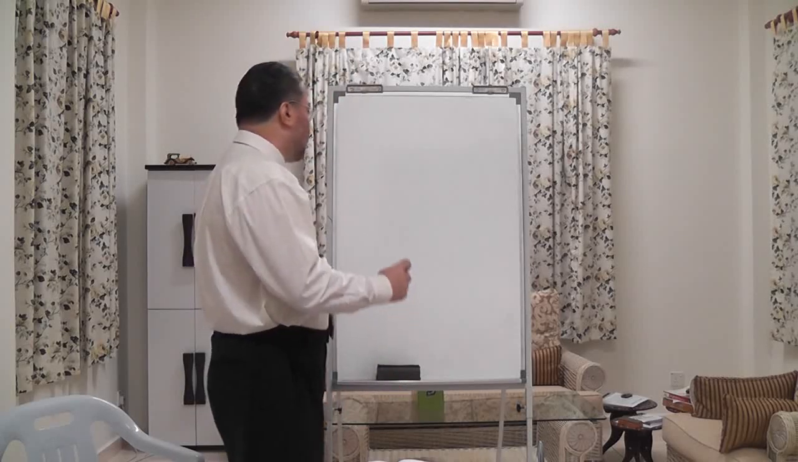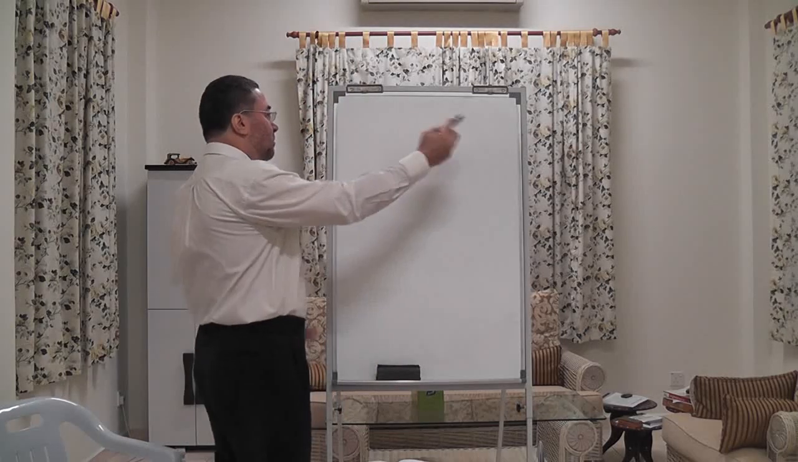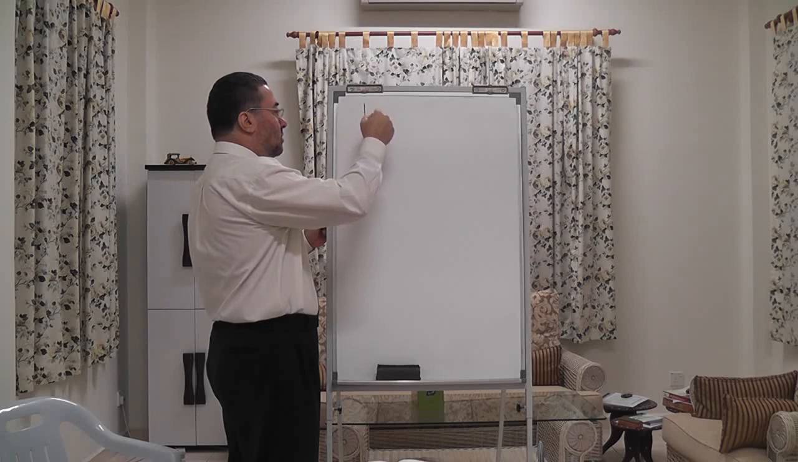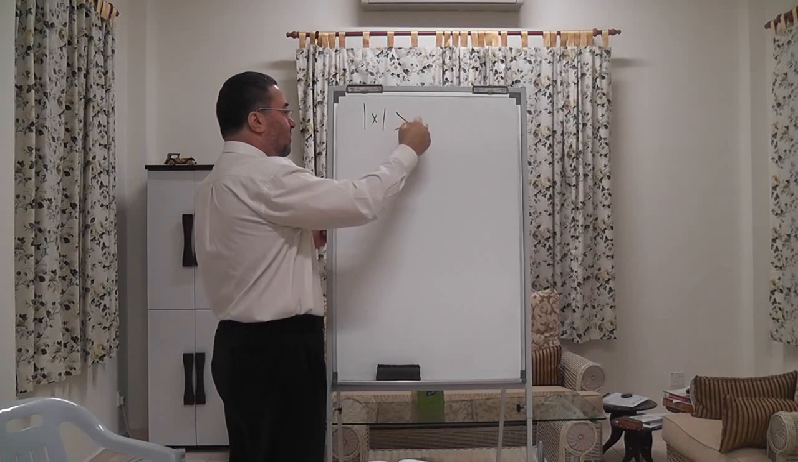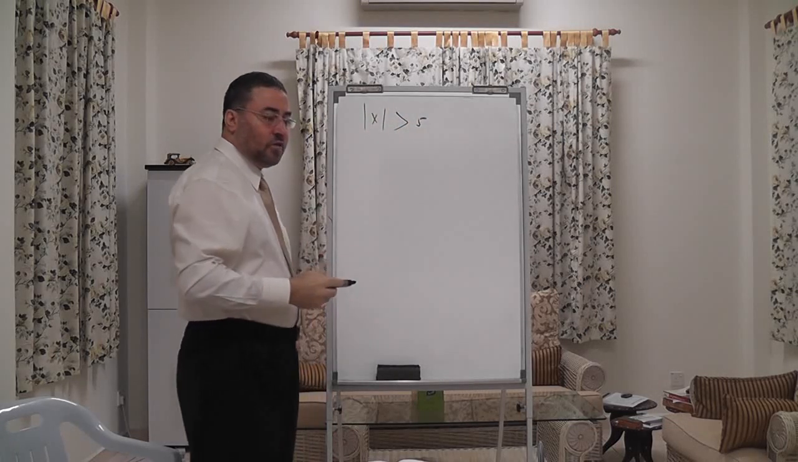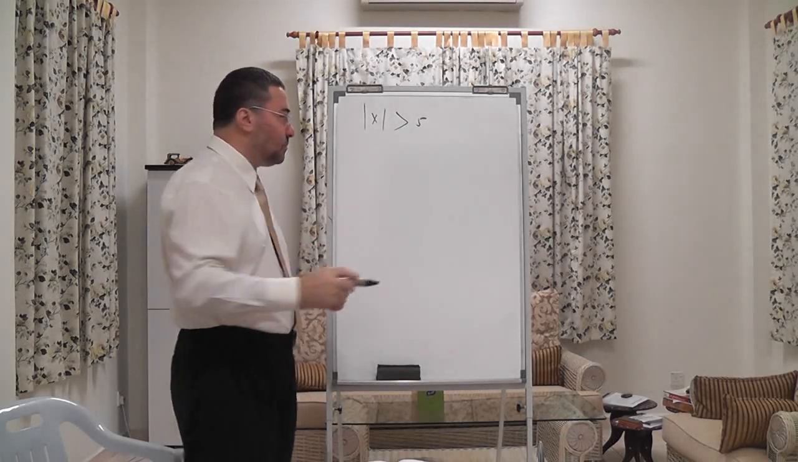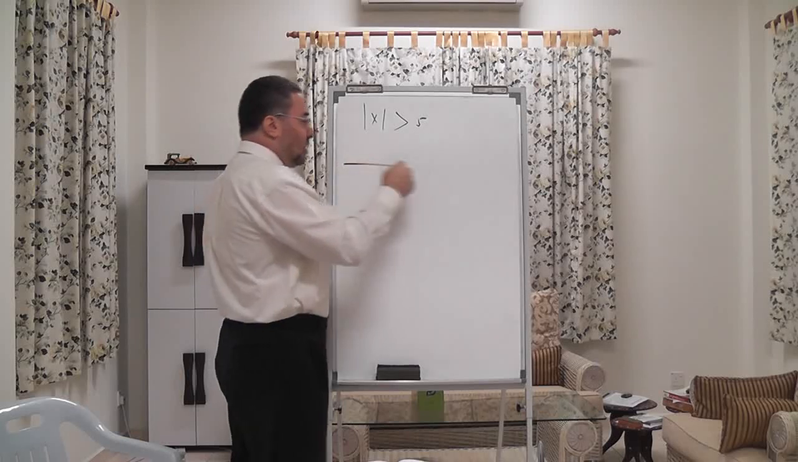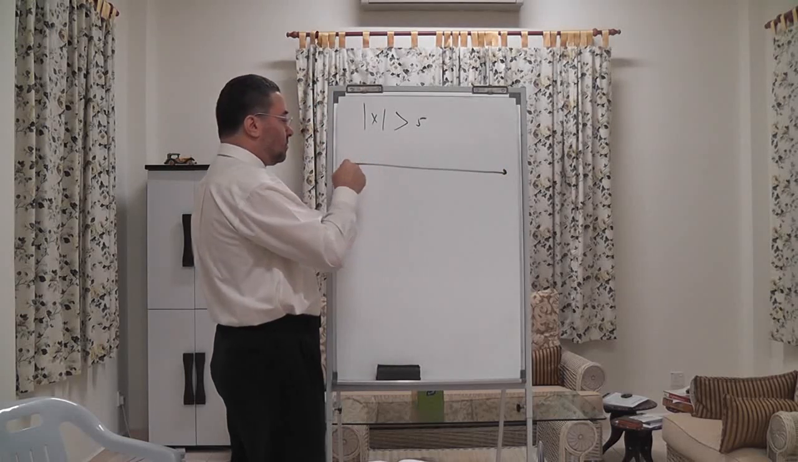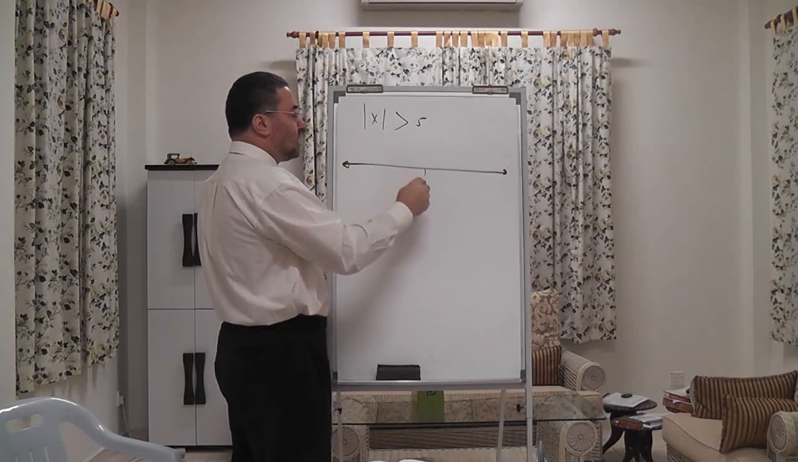We are going to start with an easy example. Absolute x more than 5. Here, the definition of absolute value is the distance away from 0. So let's see on the number line the numbers that fit this inequality.